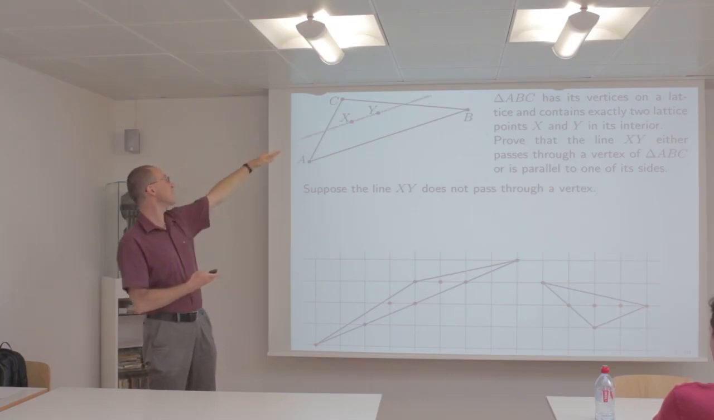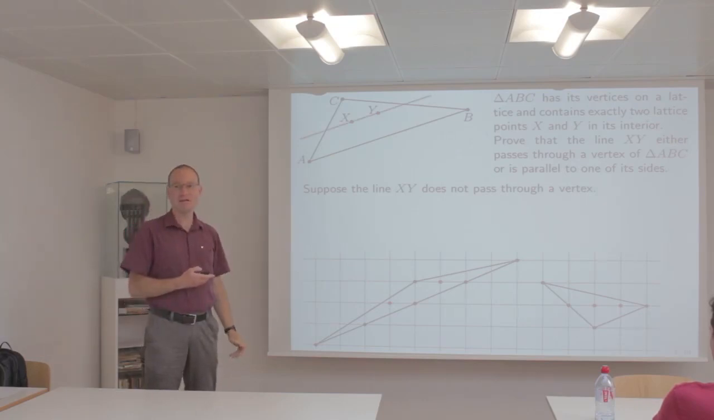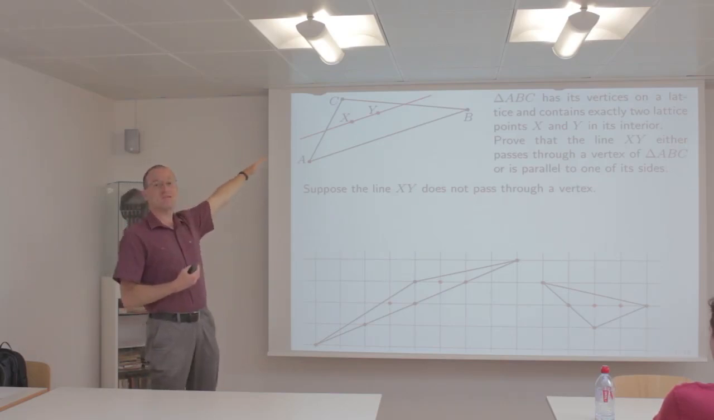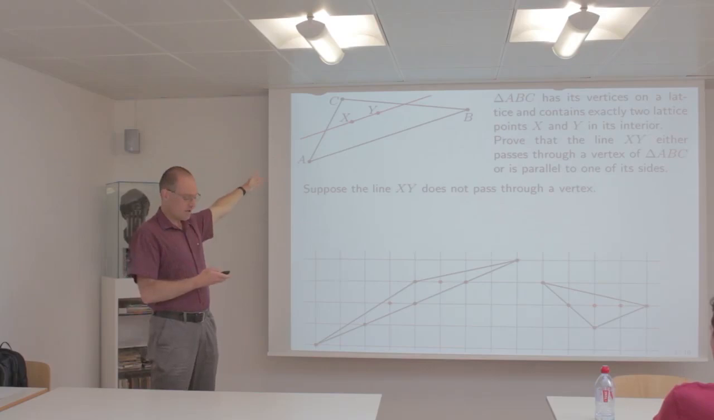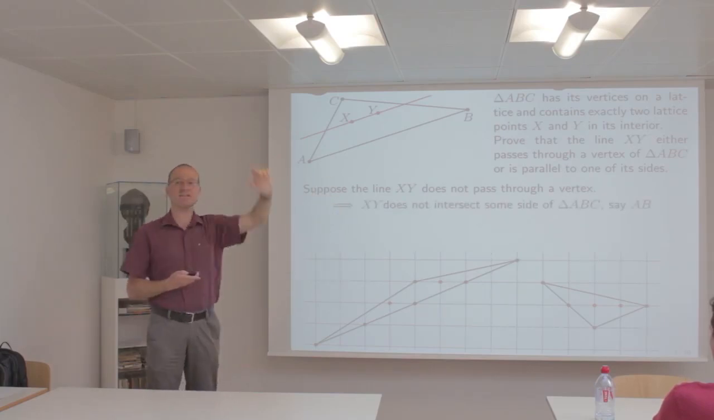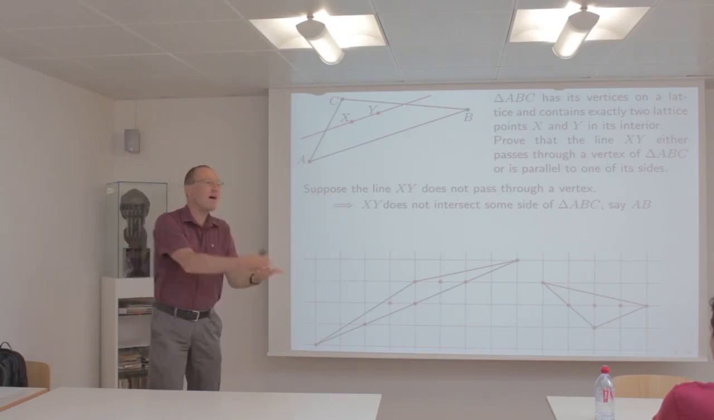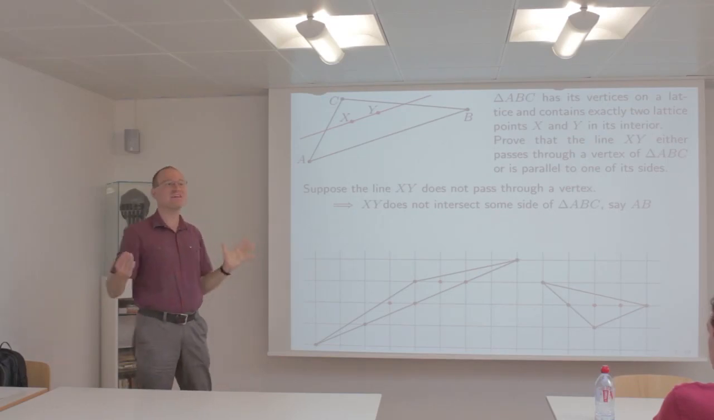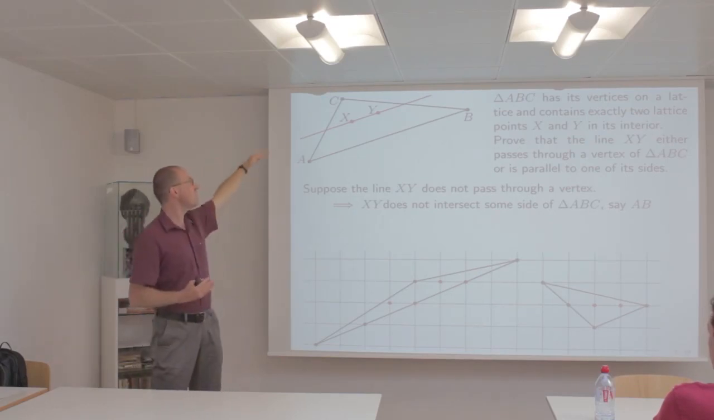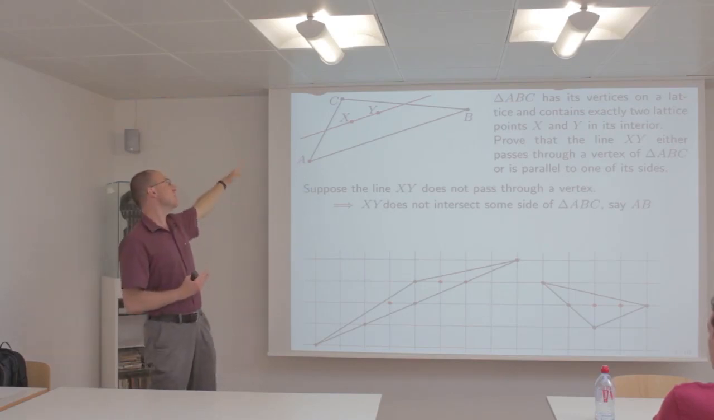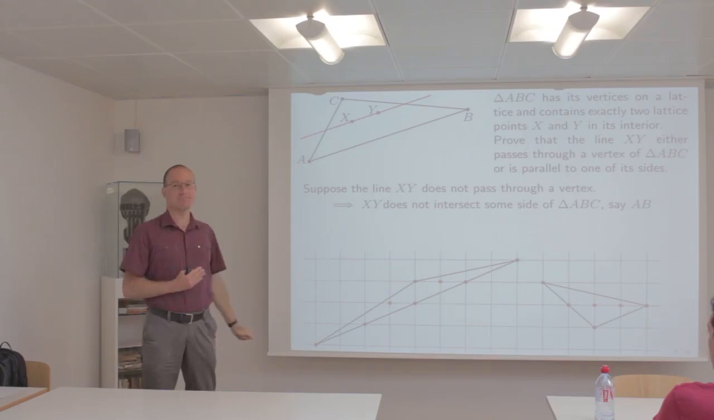Let's draw the line. Draw the line XY. Now, if it doesn't pass through a vertex, well, it intersects 2 of the sides of the triangle. Therefore, does not intersect some side of the triangle. Say it does not intersect the side AB. Now we are ready for the punchline in the proof, the key step. What can you say now? You have to prove that this line, XY, is parallel to AB. You know that it does not intersect the side AB. Prove that it's parallel to AB.